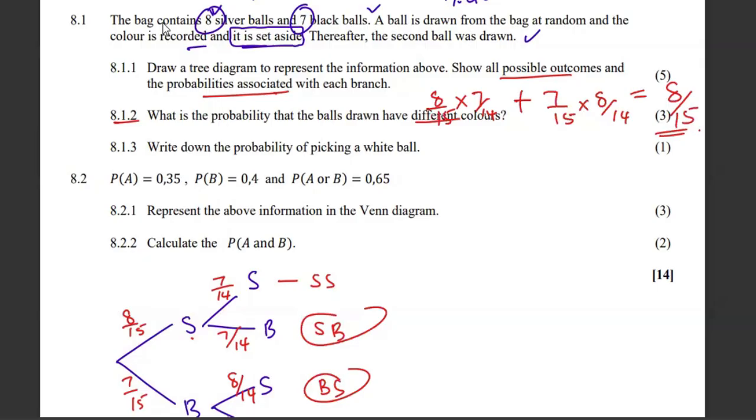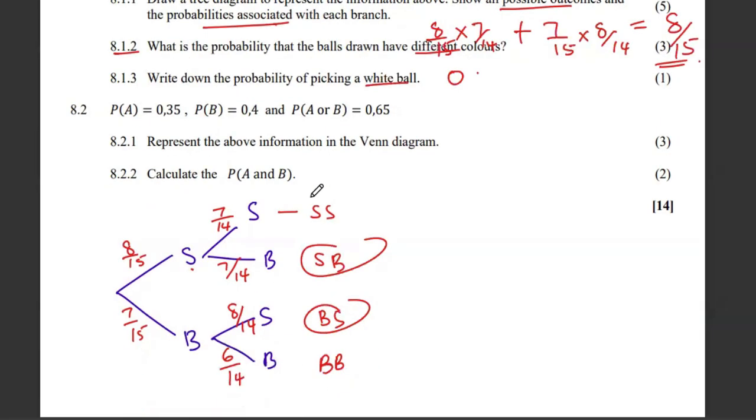Then 8.1.3, write down the probability of picking a white ball. The answer is a 0. We're dealing with black and silver. There are no white balls there. Then 8.2, probability of A is this, B is this, and A or B is this. They want us to represent this in a Venn diagram. Okay, so this is going to be our Venn diagram.